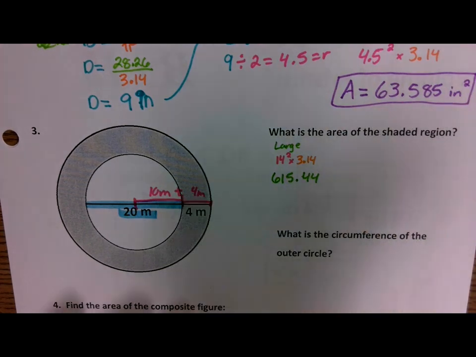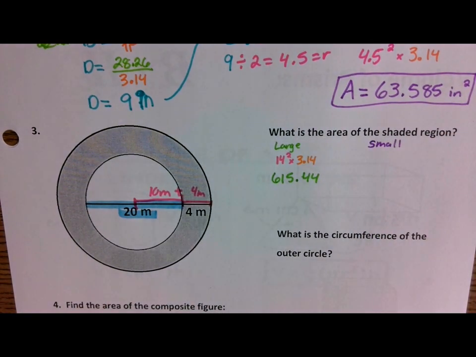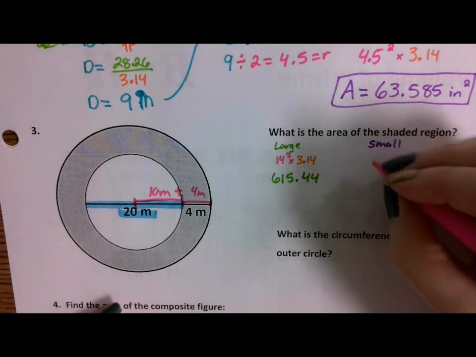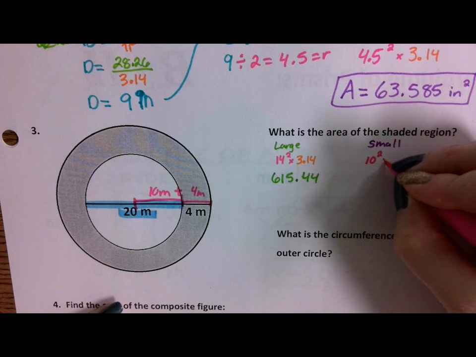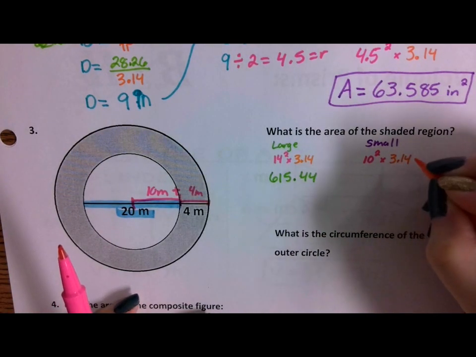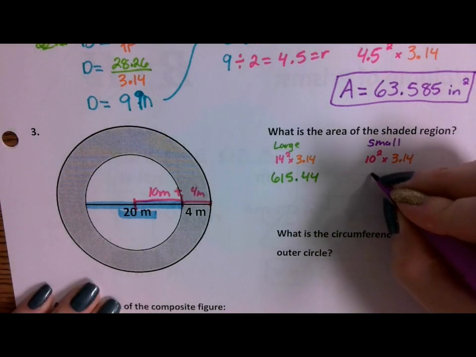Then for our small circle, I'll do that in purple. For the small circle, we're just using the 10. We're just going to use that 10 for the radius. So 10 squared times 3.14. And 10 squared times 3.14 is going to come out to 314.